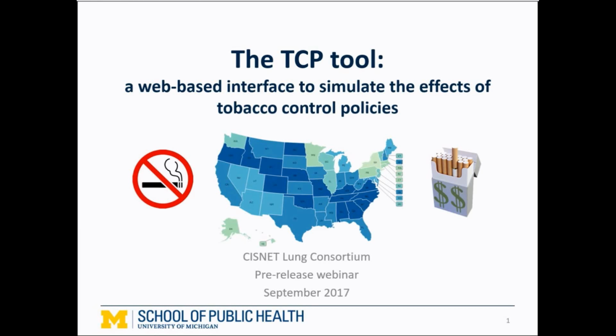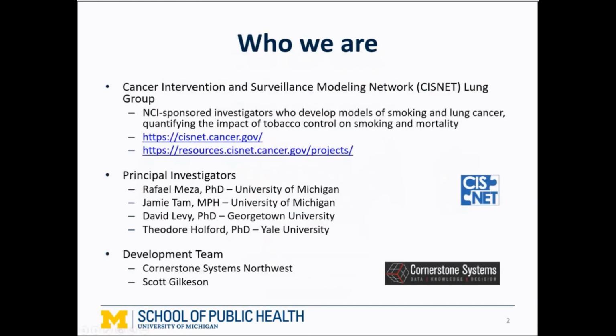So first, some background on who we are. As Rafael mentioned, we are the Cancer Intervention and Surveillance Modeling Network, the CISNET Lung Group, and that is a consortium of NCI-sponsored investigators who use modeling to improve our understanding of lung cancer control interventions and their effects on population health. CISNET models can be used to guide public health research and priorities, and they help to identify optimal cancer control strategies. Our goal with this new tool is to try to bridge the gap between research and policy making. The development of the TCP tool was a team effort, and our partners in development include Cornerstone Systems Northwest and Scott Gilkison, who specializes in usability testing of websites.